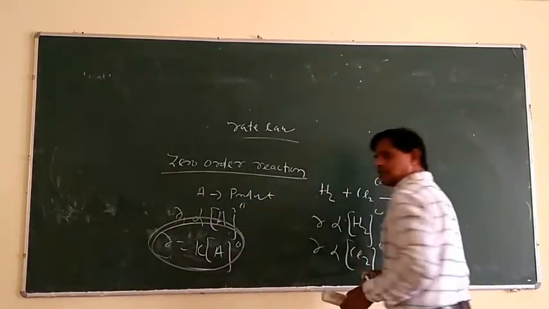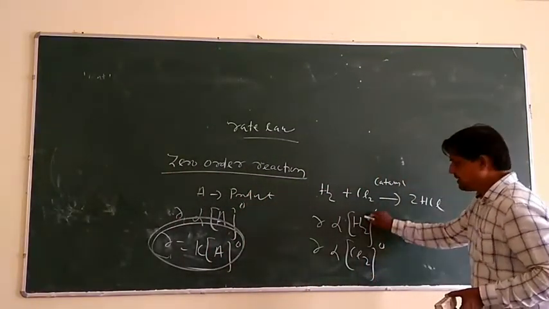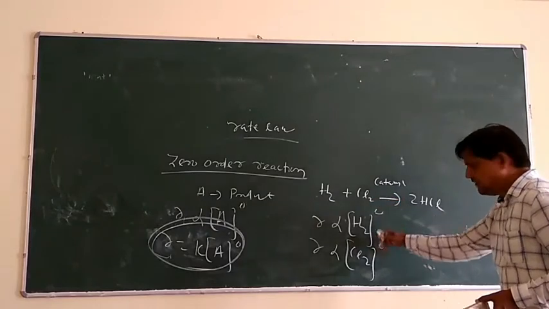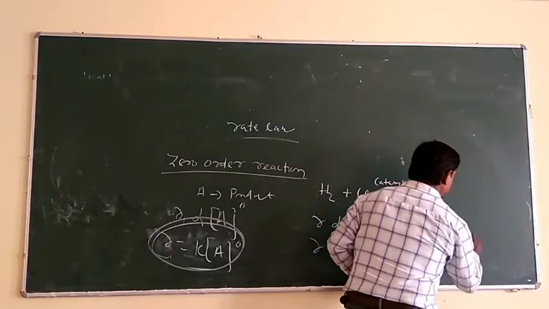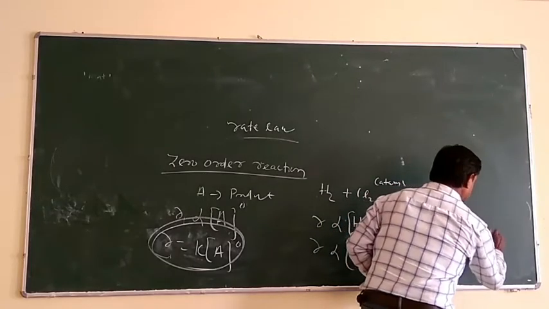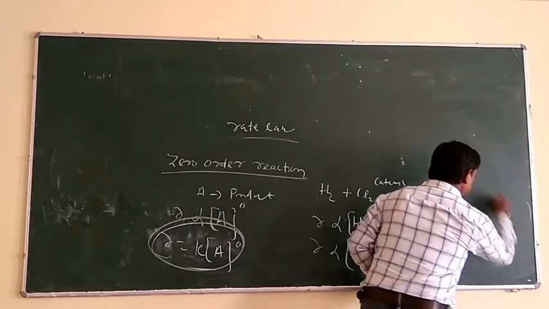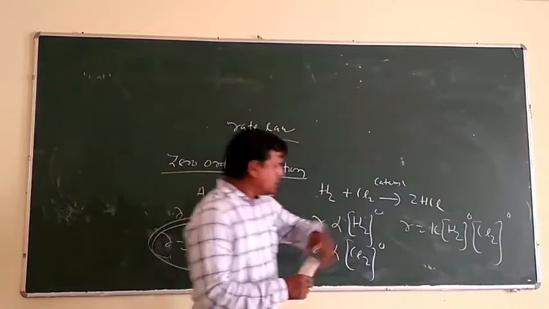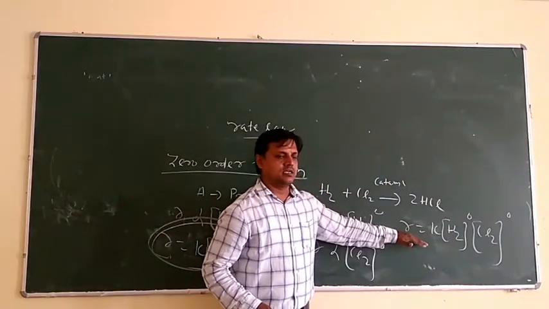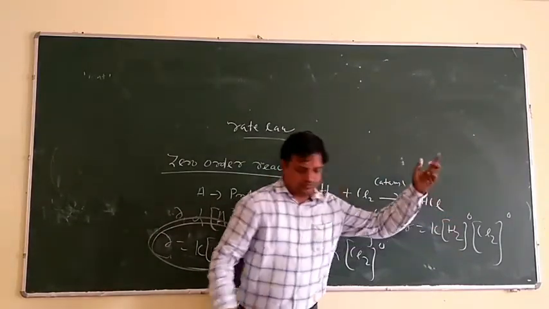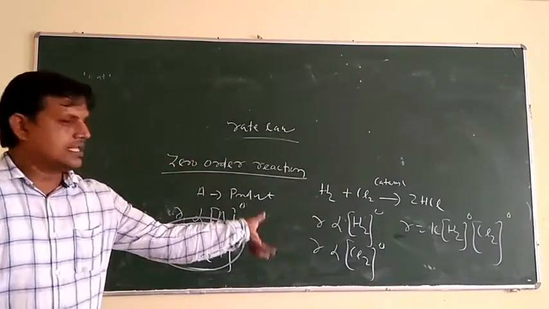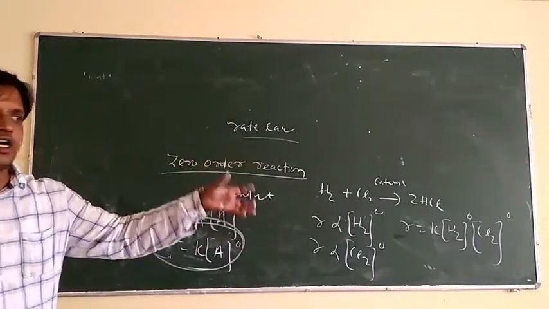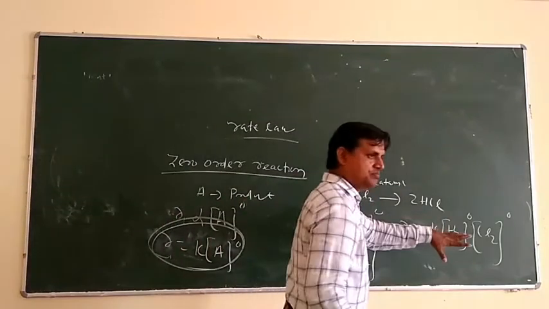So what is the rate law equation? This is experimental evidence. Rate law equation: R equal to K H2 power 0 Cl2 power 0. In the rate law equation, the power of the reactant is 0, so the order will be 0 plus 0.